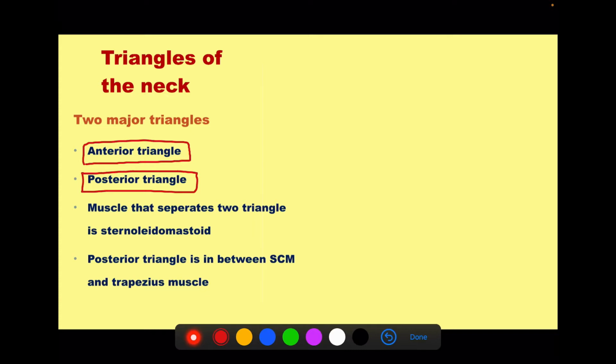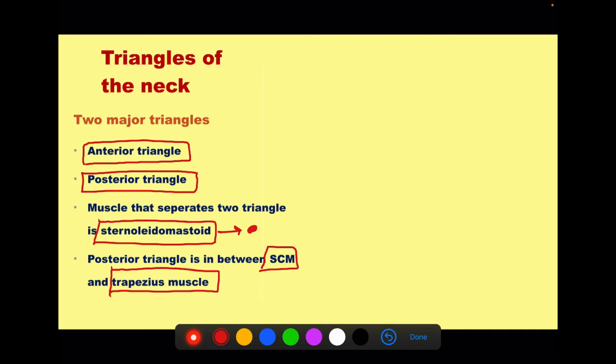We can also say that the anterior triangle is also called the anterior cervical triangle and the posterior triangle is also called the posterior cervical triangle. Now these two triangles are separated by a strong muscle called the sternocleidomastoid. This is an important muscle, please note that. I will draw the picture later. And the posterior triangle is separated by the sternocleidomastoid and trapezius muscle.